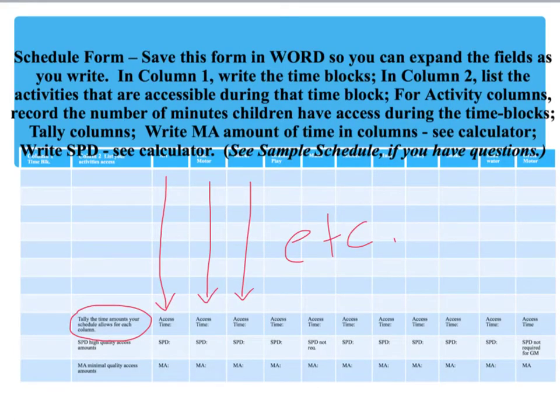So this is what's going to happen. If you see, I have circled where you would tally the time amounts, and basically all you're going to do is add your columns going down, and that's where you're going to fill in the access time.